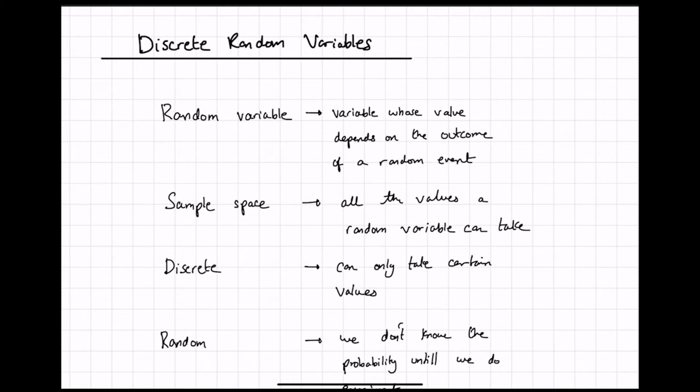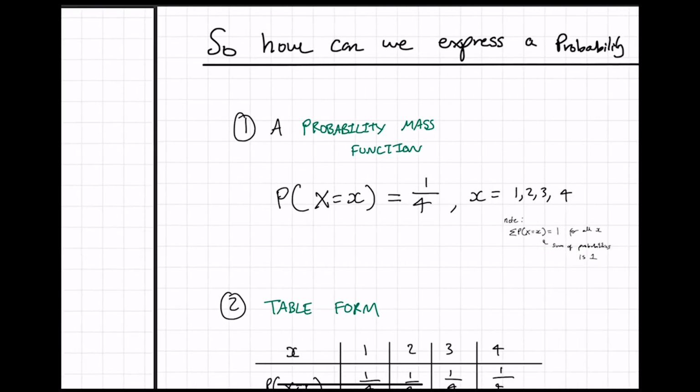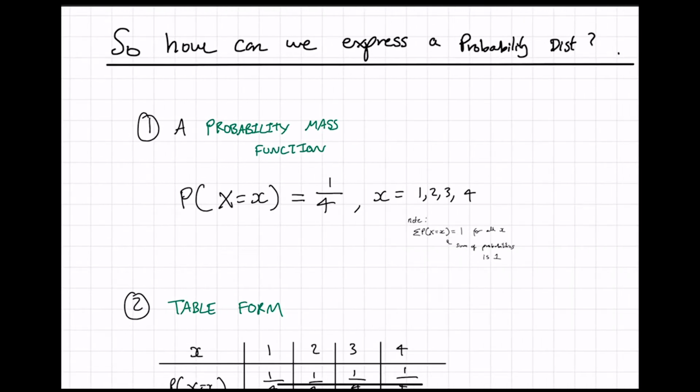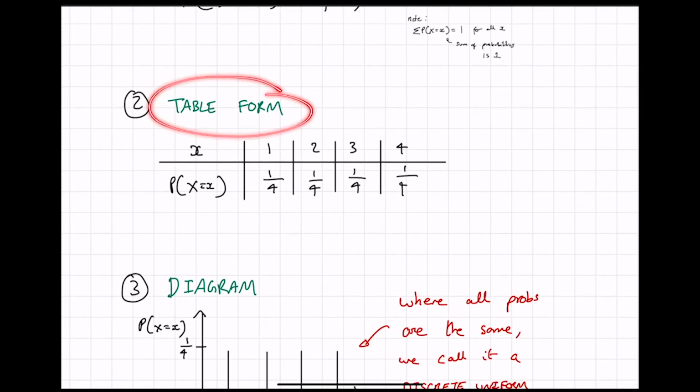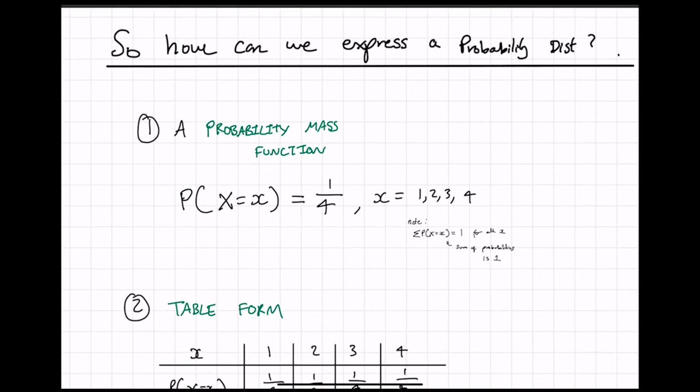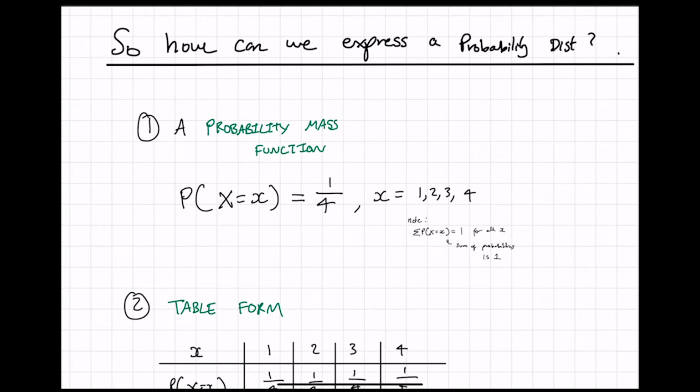So let's actually move on to seeing how we can do some questions on this. Actually, I realized before that I should probably also show you how you can actually show a probability distribution. There are three ways that you can show a probability distribution. One is through the probability mass function, which we'll take a look at. One is in tabular form, and one is as a diagram. So we'll go through each of the different ways you can express a probability distribution.